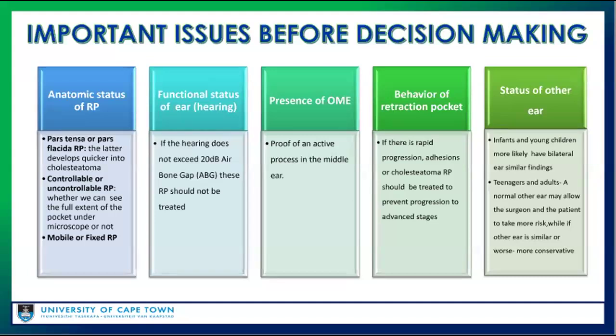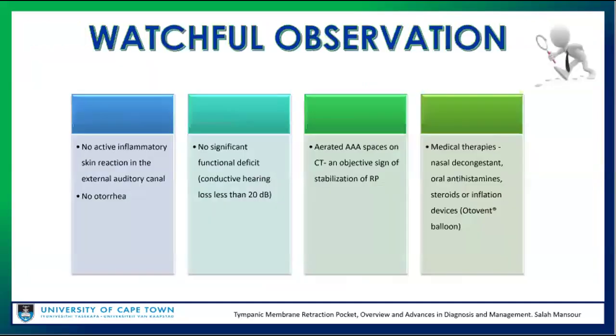So in infants and young children, one is more likely to find bilateral ear with similar findings. Contrary to teenagers and adults, where a normal other ear may allow the surgeon as well as the patient to take a more risky approach, whether acting conservatively or by surgery. While if the other ear is similar or worse, one would be more conservative in approach.